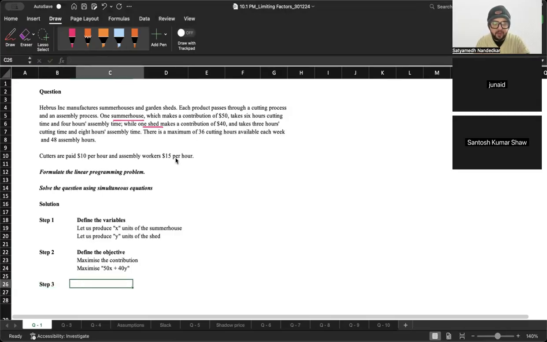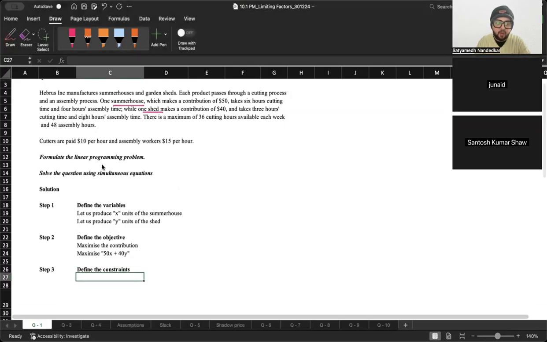Step 3 is now you have to define the constraints. Now, what exactly is a constraint? It is a limiting factor, something that stops you from achieving your full potential. If you observe what is in limited quantity, the cutting hours each week and the assembly hours each week are in limited quantity.